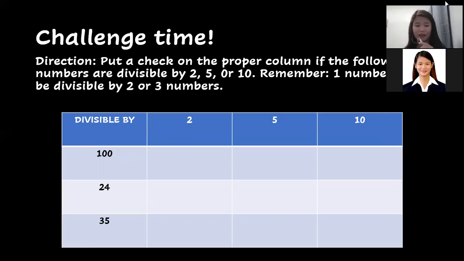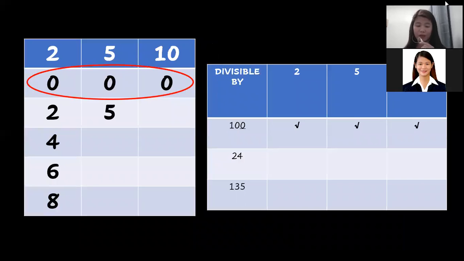100. Look at the last digit. Is it divisible by 2, by 5, or by 10? Ang last digit po ay 0. So, pare-parehong 0. So, ang 100 ay divisible by 2, by 5, and by 10. They are common.